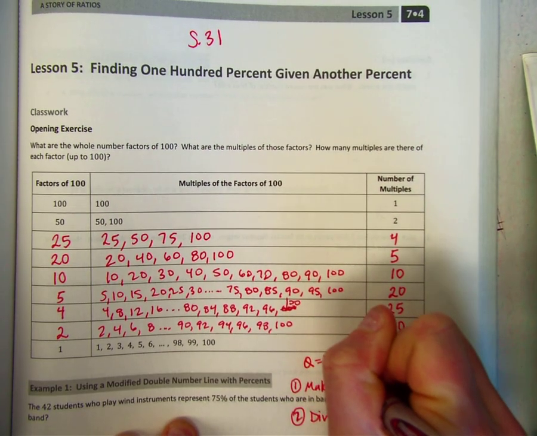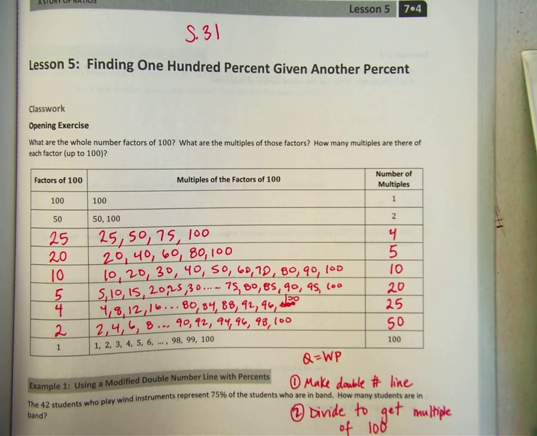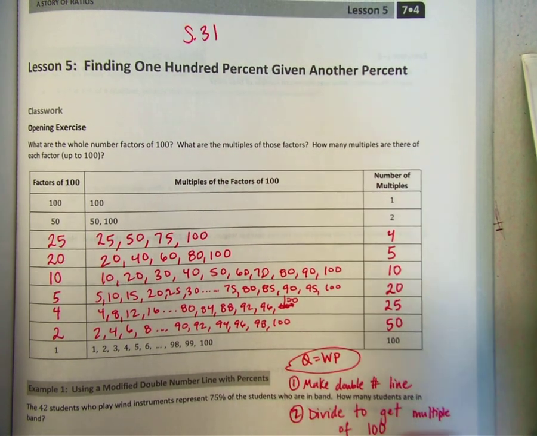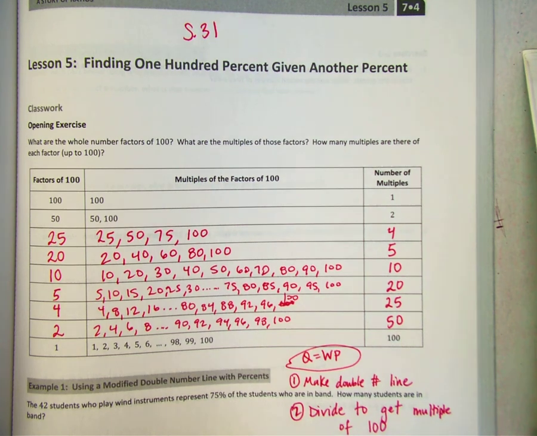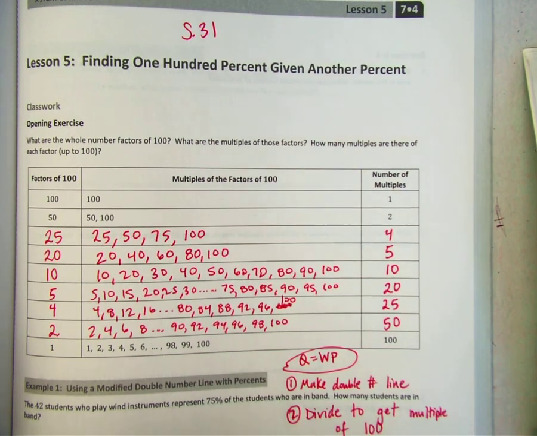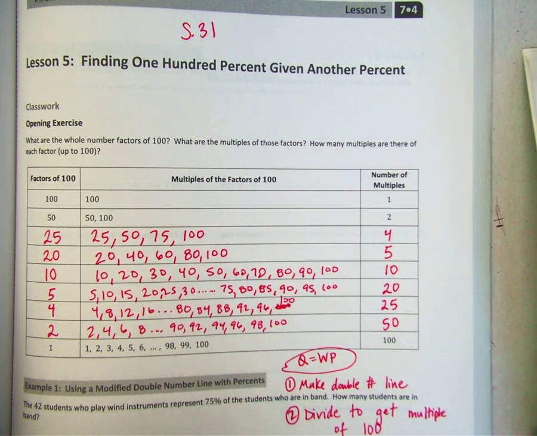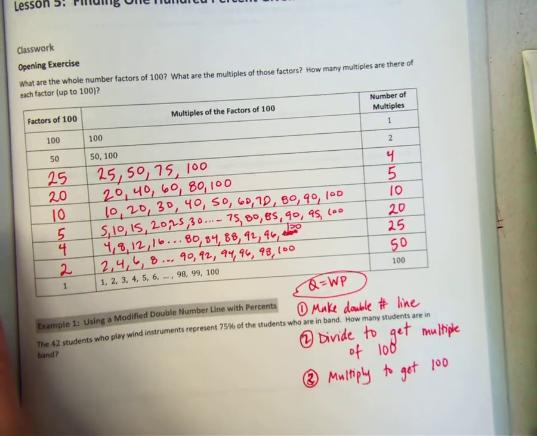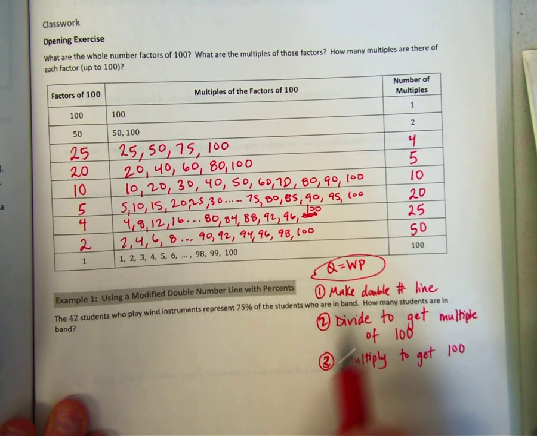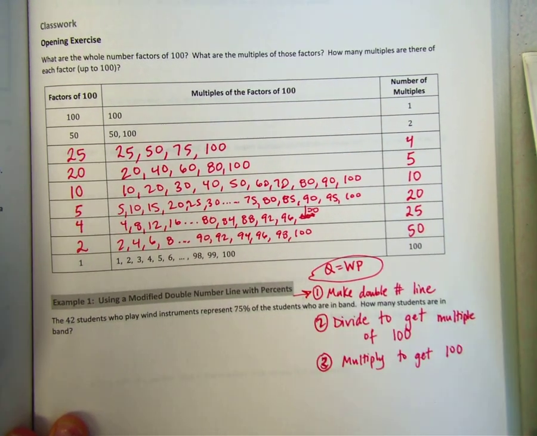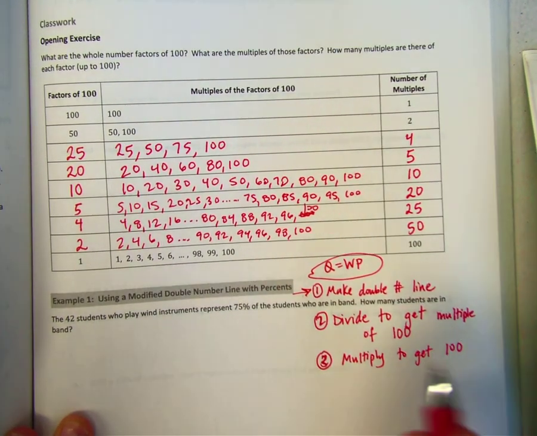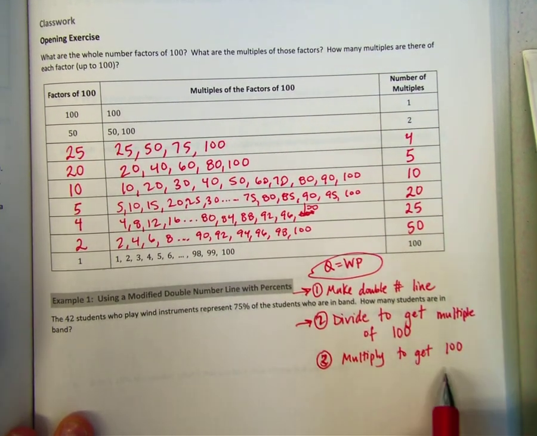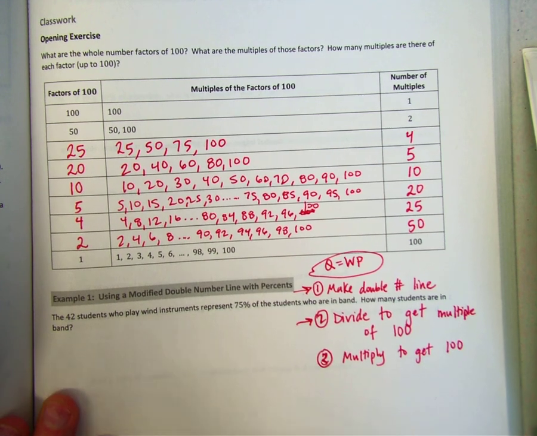So the first thing we're going to do is, and I realize we're used to using Q equals W times P, but we're going to try to do this using a mental math strategy. You can always refer back to this, but sometimes writing out the calculation is a little tedious, and it's more useful to be able to play around with the numbers and do it without doing a firm calculation with decimals. So the first thing we're going to do for every problem is make a double number line, and then we're going to divide, you'll see, to get a multiple of 100, and then multiply to get back to 100.